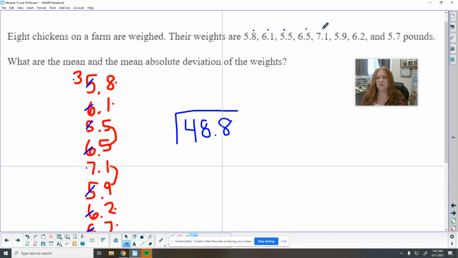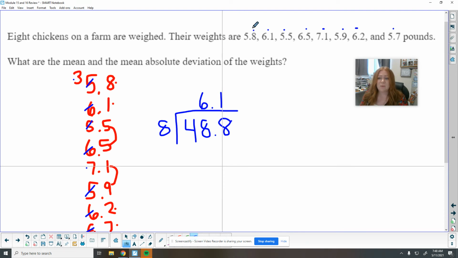1, 2, 3, 4, 5, 6, 7, 8. So 48 divided by 8 is 6. And 8 goes into 8 one time. So the average weight for these 8 chickens was 6.1 pounds.